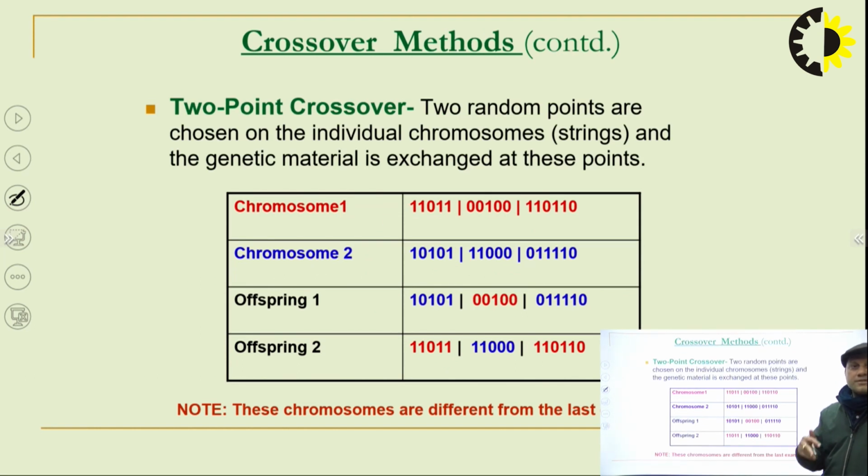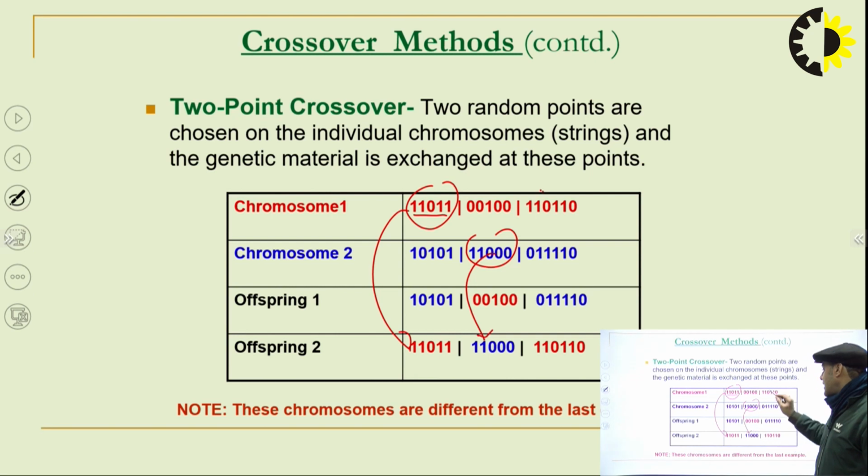Two point crossover means we will randomly select the 2 points to generate the new offspring. So we have selected this. Here we have used this chromosome 2, and again chromosome 1. This is another offspring. So like this, crossover method is very important. So like this, we can generate a new offspring.